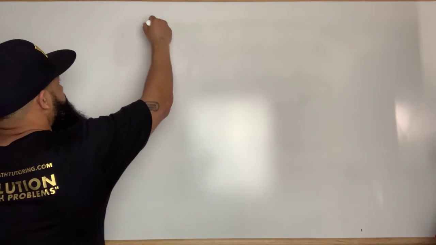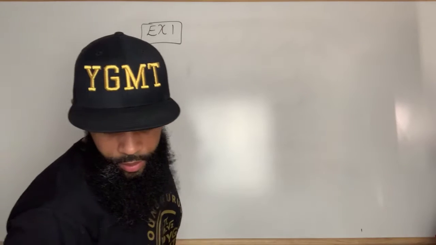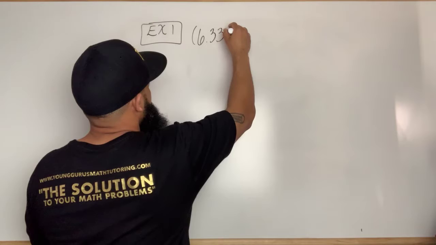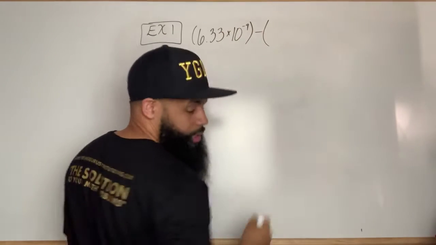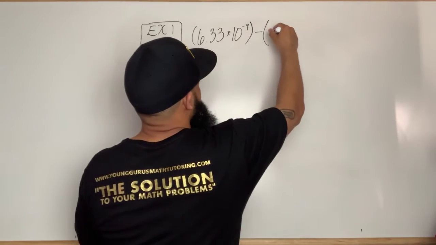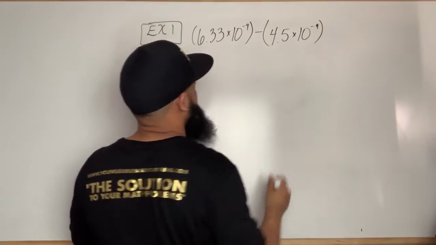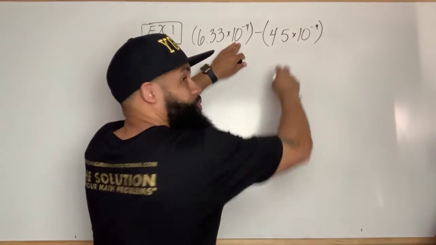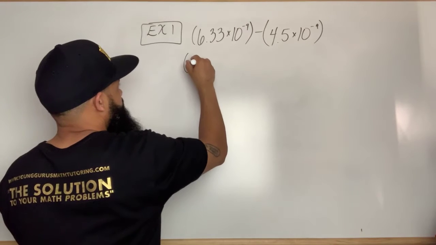So we're going to subtract, and in example 1, I have 6.33 times 10 to the negative 9th power, and I am subtracting 4.5 times 10 to the negative 9th power. Since these have the same power of 10, we simply just take the first numbers and subtract them.